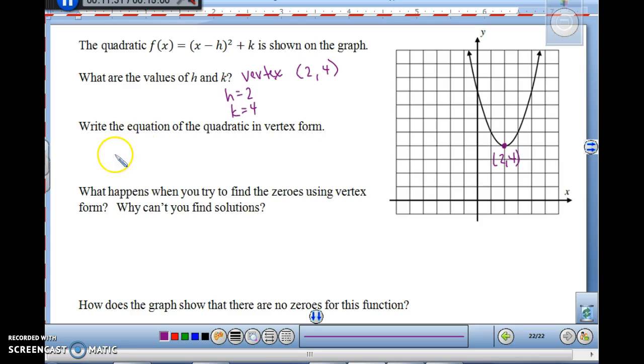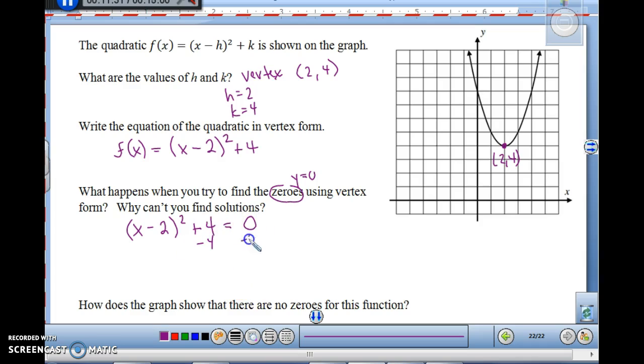If we know that, all we have to do is plug in the h and k, and the equation would be (x minus 2) quantity squared plus 4. Okay, that's vertex form. So what happens when you try to find the zeros using vertex form? Remember, the zeros are when y equals 0, and f of x stands for y. (x minus 2) squared plus 4 is equal to 0. Move the 4 over. (x minus 2) squared equals negative 4.